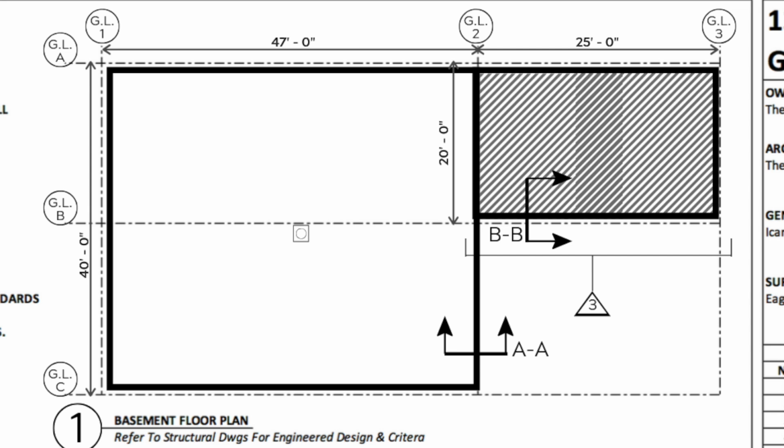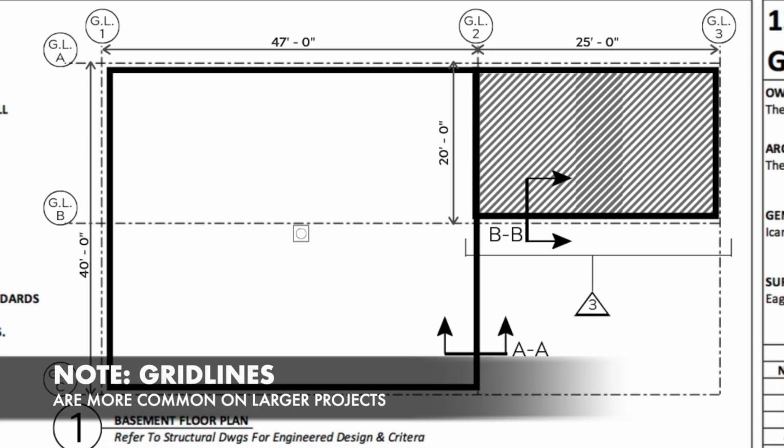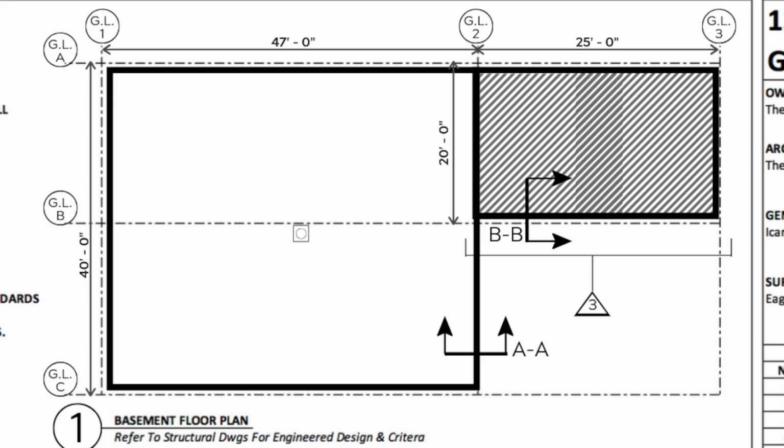One can see that the foundation for the house measures 40 feet by 47 feet, while the garage measures 20 by 25 feet. Also take note of the GL labels. Like we said before, this stands for grid lines. As the revisions and changes log notes, these grid lines were added to the drawing in revision number 2 on 11/11/2018. Grid lines are used like a map.